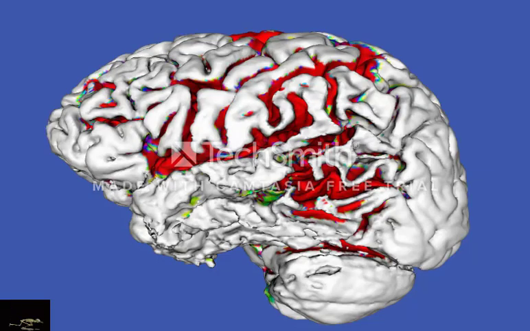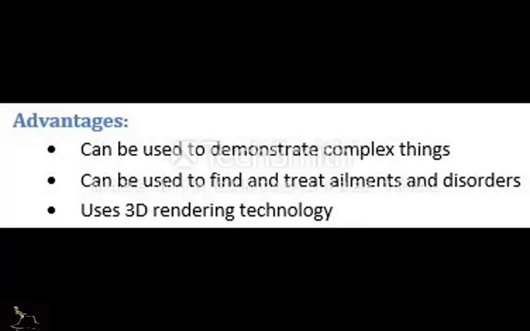It's very great. These types of animations can be shown to patients in hospitals and scientists in labs to better understand how organisms operate. They can be used in education and training for the exact same reason. Like medical. Yeah. Advantages: they can be used to demonstrate complex things, like the structure of a skeleton.